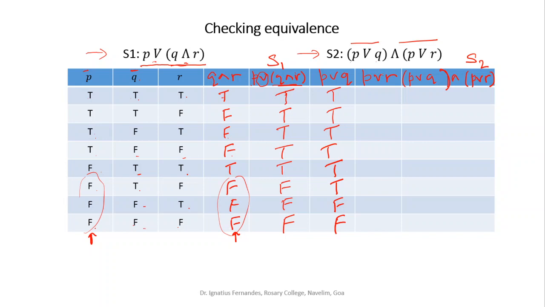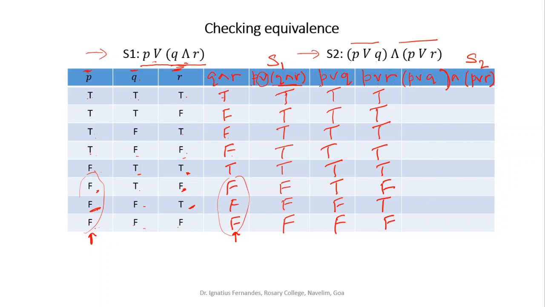The same way, now I write down P or R. I'm looking at P and R and I'm using OR. Again, OR is true when at least one of them is true. Here both are true, so T and T it is T. There is one T here, so it is T. Here both are T's, so T. Here T and F, so T. Here also there is one T, so T. F and F is F. F and T is T. F and F is F.